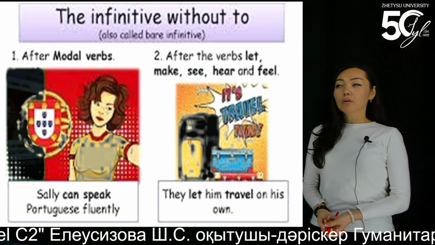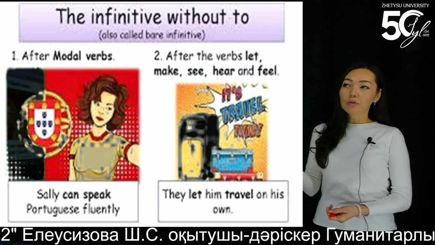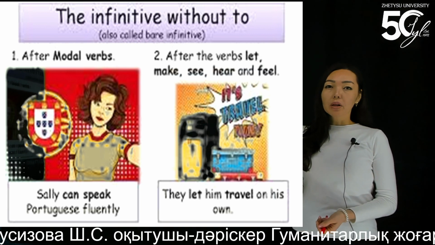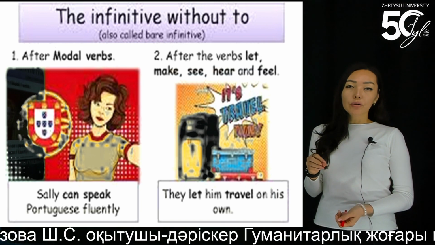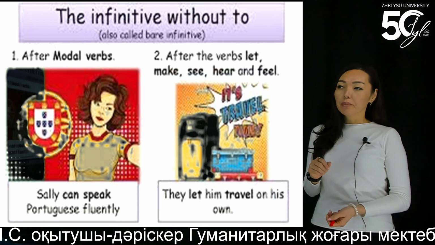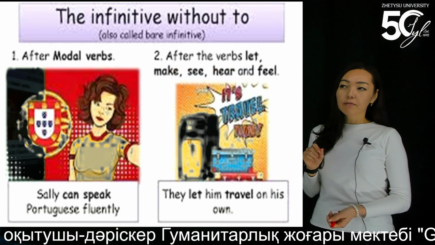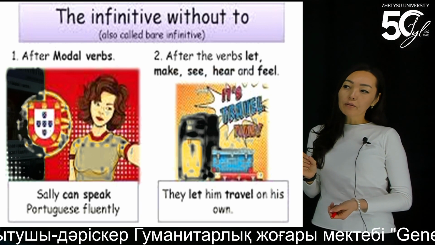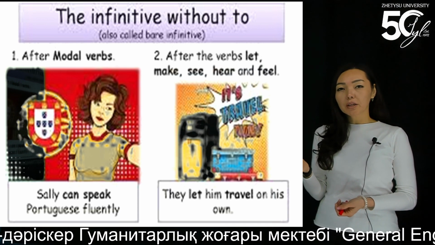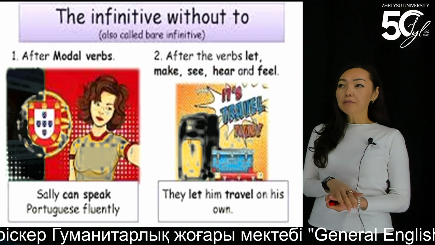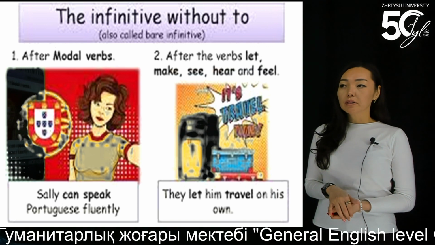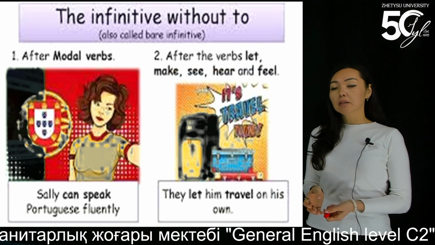So these are also the cases of using infinitive, but without particle to. The first case when we have to use the infinitive without particle to is after the modal verbs. For example, Sally can speak Portuguese fluently. So after the modal verbs, in this example, can is a modal verb, so we can't use particle to. The second case is after the verbs like let, make, see, hear, and feel. For example, they let him travel on his own.